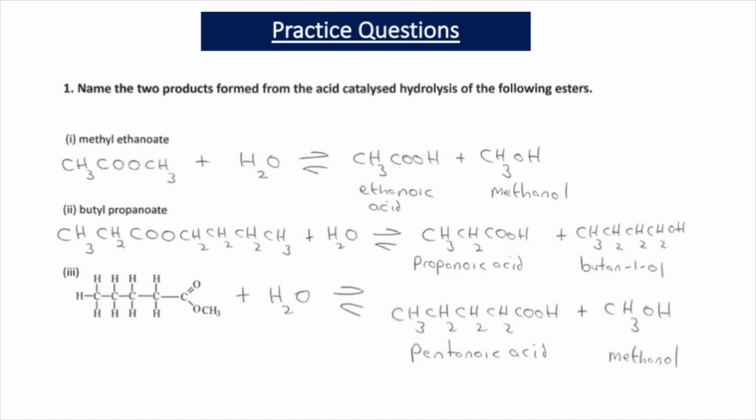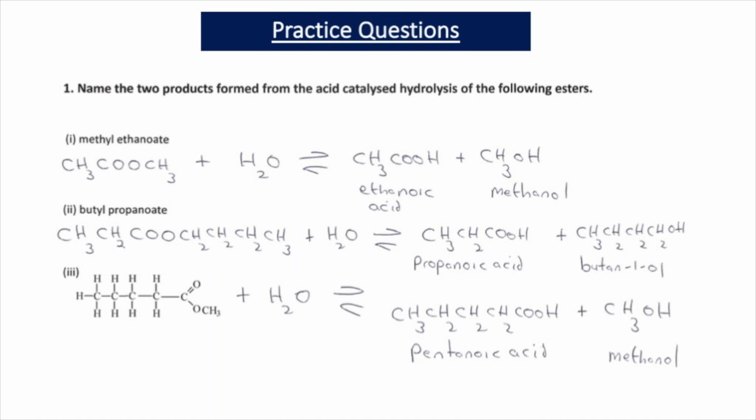Now, question 1 is asking you to name the 2 products formed from the acid catalyzed hydrolysis of the following esters. So the first ester is methyl ethanoate. Now, methyl ethanoate is CH3COOCH3. So if you heat this with dilute acid, you will get ethanoic acid and methanol. And I've written the chemical equation to help you understand why you get those products.